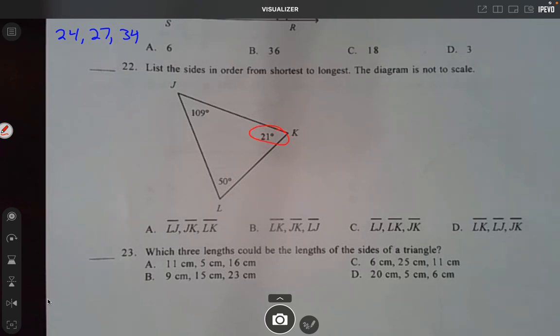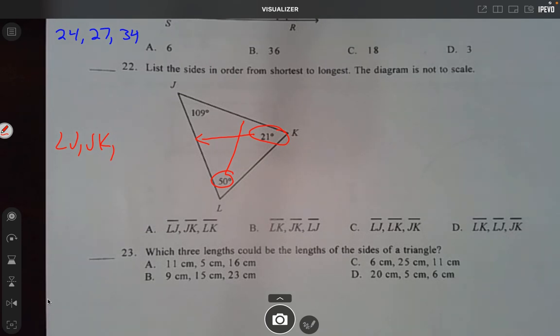21, okay? So what side is across from that? LJ. LJ, JL, however you want to write it. They wrote LJ. Okay? What's the next smallest side? Angle 50, and so the side across from it is JK.